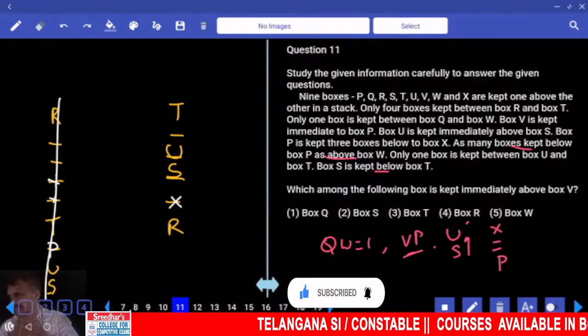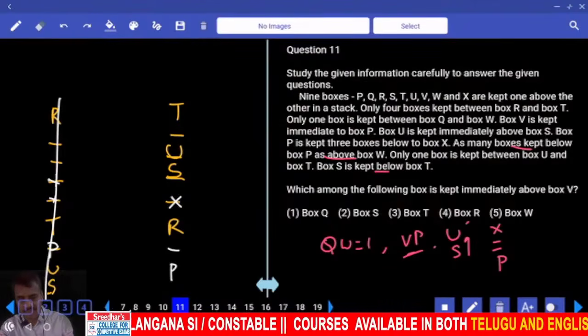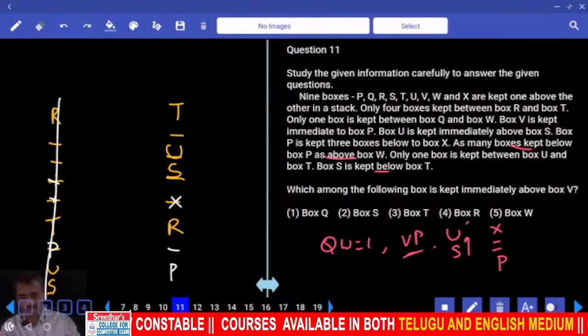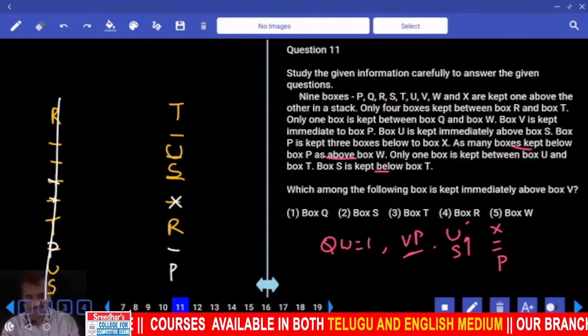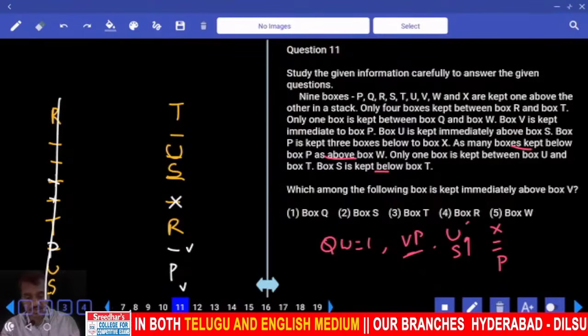We are checking only within the places that are here. If X is here, 1, 2, P will be here. 1, 2, 3, 4, 5, 6, 7, 8. Then V and P are adjacent to each other. V can be either here or here, 2 possibilities. Right? And Q and W.